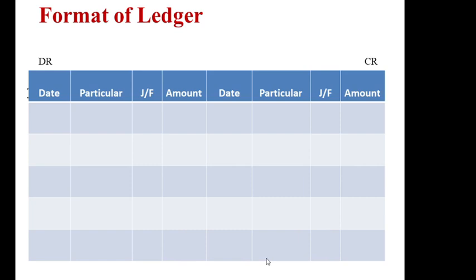First, try to understand this format and keep in mind the format of the ledger. They may ask for 5 marks: what is the proforma of the ledger account? Then we have to draw this format: for the debit side, date column, particular column, JF column, and amount column, and for the credit side, date column, particular column, JF column, and amount column.